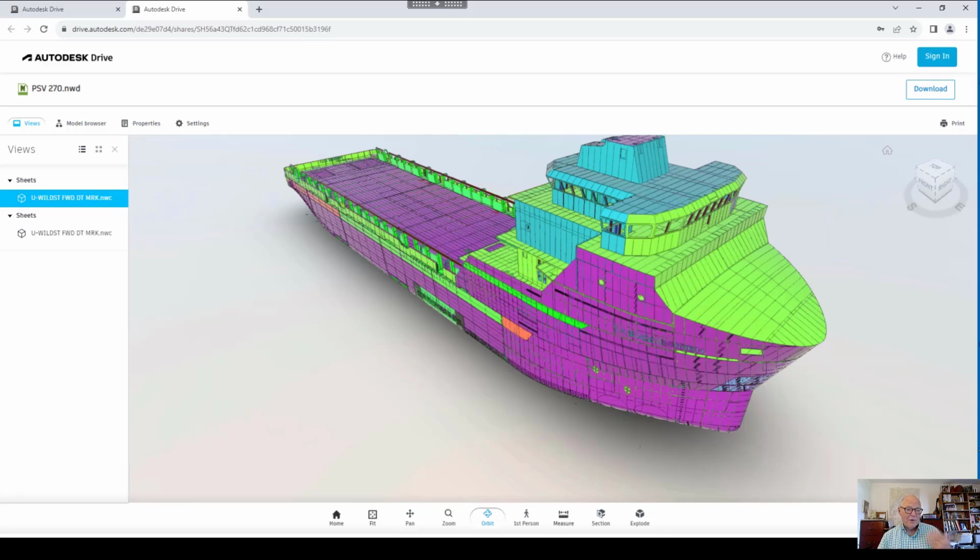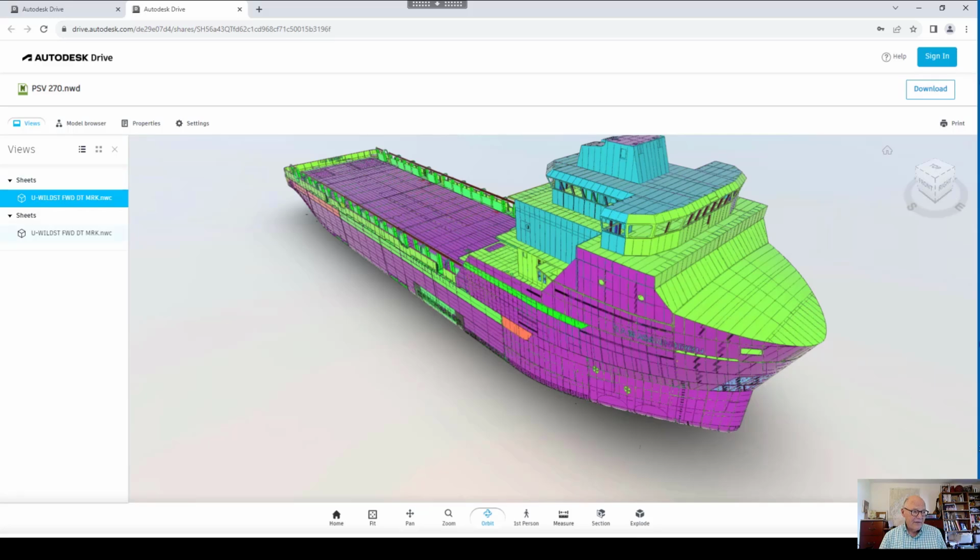So at this point, whoever's overseeing your workshop should just pause this video. Or if you're watching it yourself, you can pause this video while you take a look at the ship itself. A couple things I'll just point out.